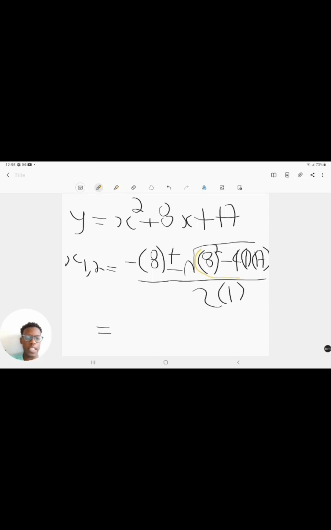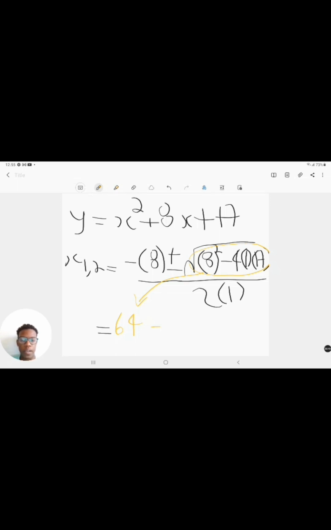Because I can already see that inside my square root there, I'm going to have a negative, right? So I'm just going to focus on the part inside the square root. What's going to happen? You've got 64, that's 8 squared, right? Minus, what's 17 times 4? 7 times 4 is 28. So that's going to be 28 plus 40.